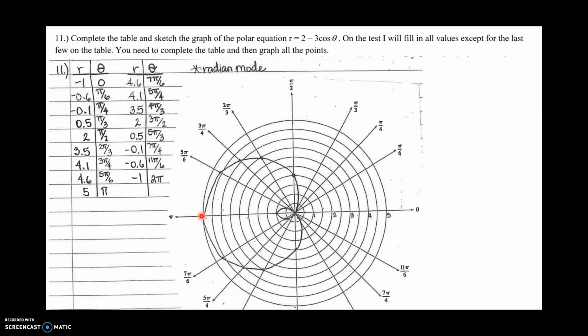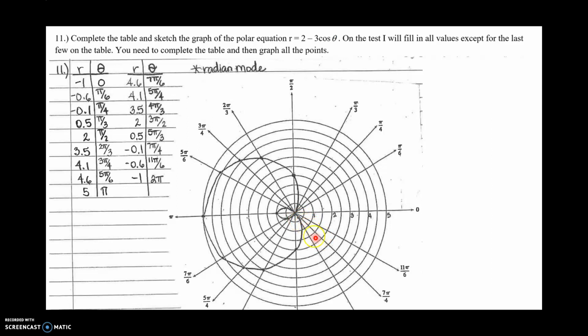All right, then 7 pi over 6, next line is 4.6. 5 pi over 4, next line is 4.1. And then 4 pi over 3, next line is 3.5. And then 3 pi over 2, next line is 2. And again, connect those values that we just had. And then 5 pi over 3 is 1/2. 7 pi over 4 is this guy right here.